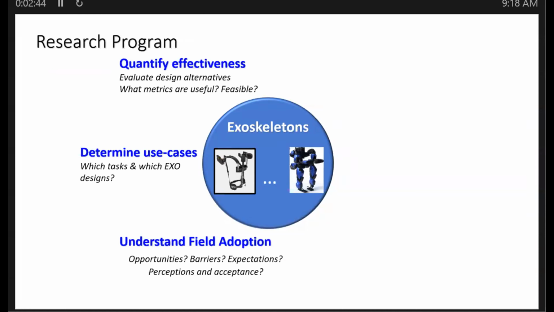From there, we move on to determining what are these use cases. If you were an industrial consumer trying to understand whether exos fitted your industry, what tasks should you be thinking about applying exoskeletons to?